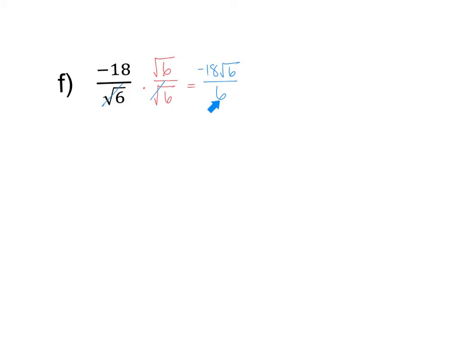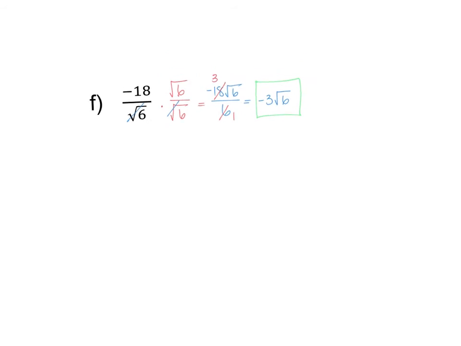Now don't leave your answer like this because you can definitely simplify the coefficients. This is a negative 18 and 6. What goes into 18 and 6? Probably a 6. 6 goes into 18 3 times and 6 goes into 6 1 time. So you can really write this as a negative 3 square root of 6. There's a 1 in the denominator, but I'm not going to put this over 1 because that's a little bit redundant, but you could.